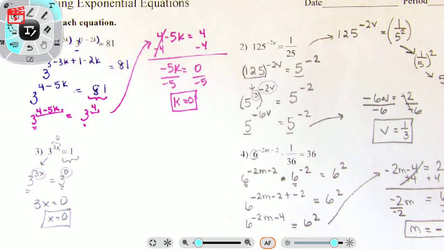All right, I'm actually going to stop there. I feel that these 4 examples do show you a few methods of how to solve these things. Remember your properties, remember your one-to-one property.